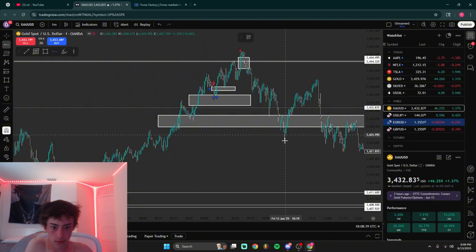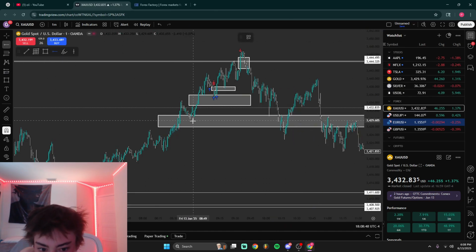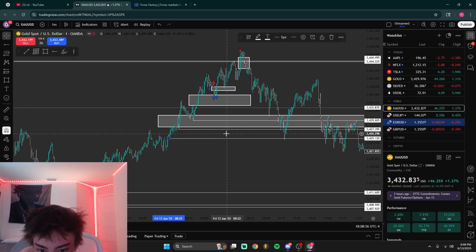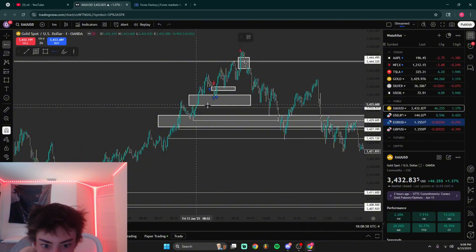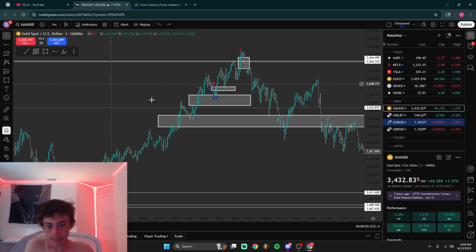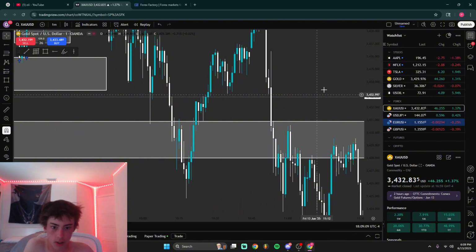We have this low. Wait, no, that's the low, but okay. Let me just take that off. Yeah, we have this low, this low, this low, and overall just kind of everything, like this one right here. Just a lot of stuff here we ended up sweeping out. So from that we can see price ended up breaking structure to the upside.